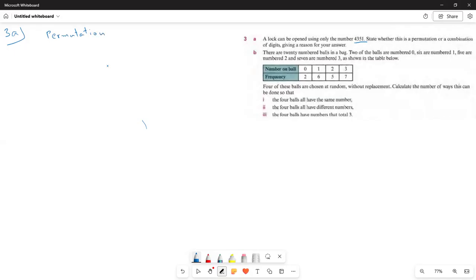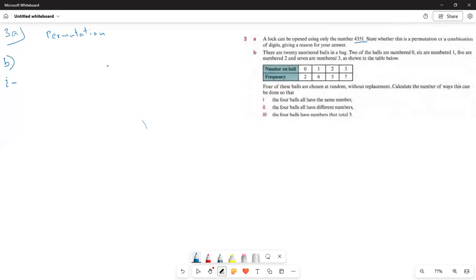Okay, so this was easy. Now let's go to B. B has 3 parts. There are 20 numbered balls in a bag. 2 balls have 0 written on them, 6 balls have 1 written on them, 5 balls have 2 written on them, and 7 balls have 3 written on them. So 7 plus 5 is 12, 12 plus 6 is 18, 18 plus 2 is 20. So we have 20 balls with these numbers written on them.